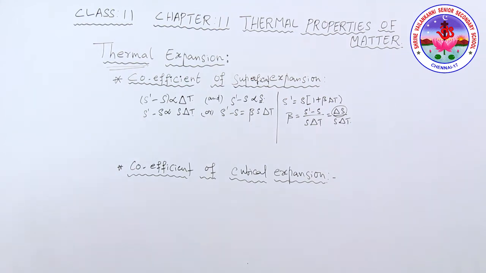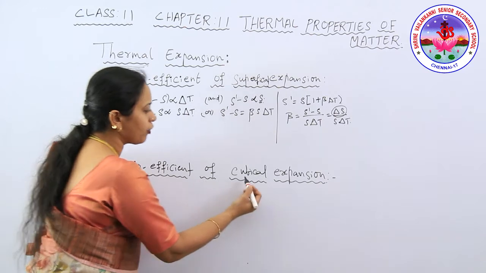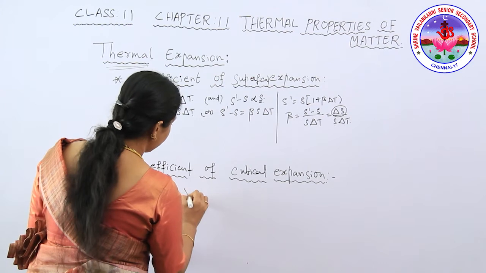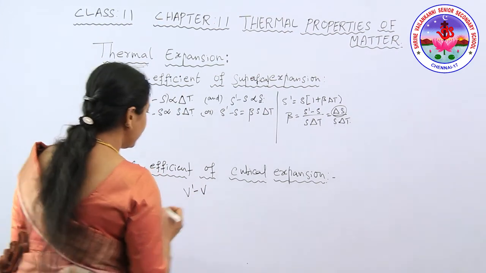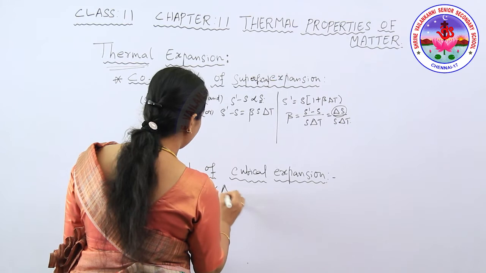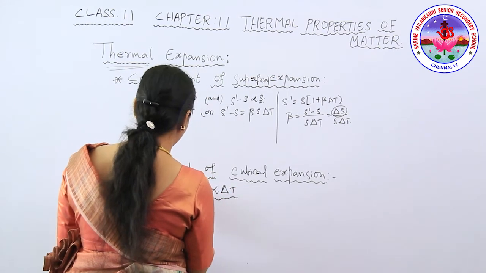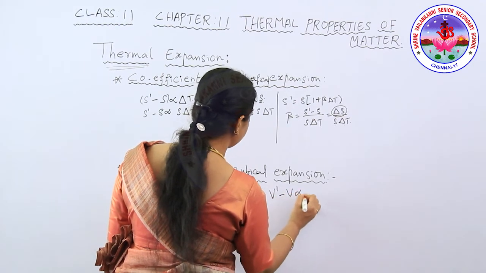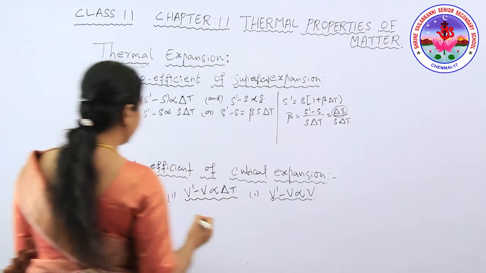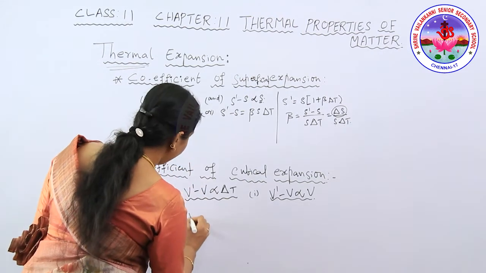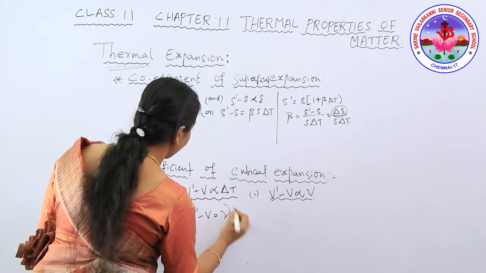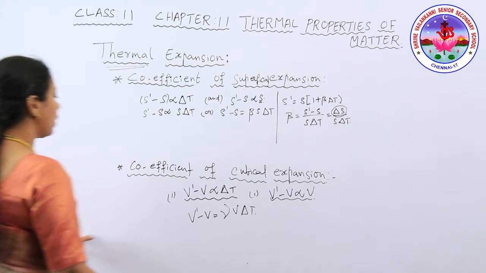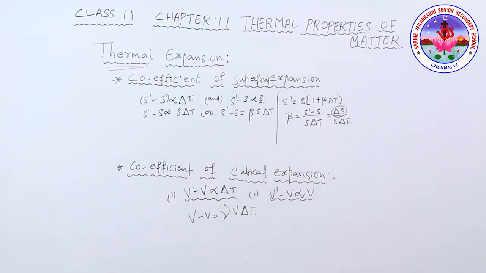In the same way, we can explain the coefficient of cubical expansion. How can we write it? Tell me. Yes, V dash minus V is directly proportional to del T, which we take as the first equation. The second equation is V dash minus V, which is directly proportional to V. By combining these two, we get V dash minus V equals gamma into V del T. So gamma is the coefficient of cubical expansion.